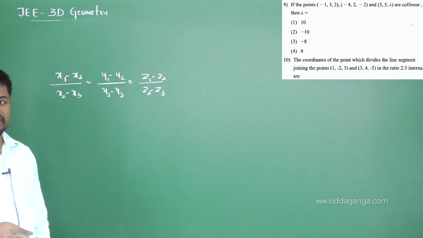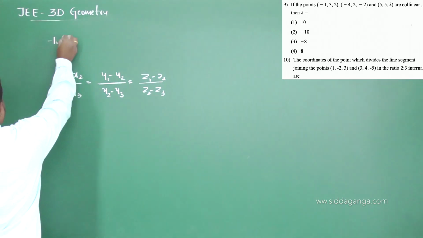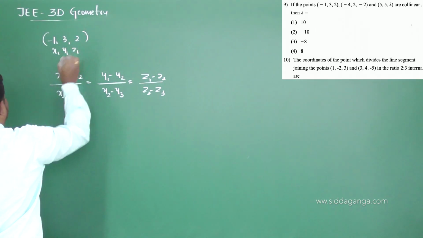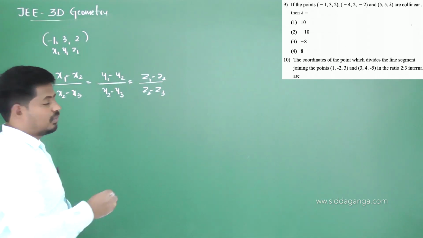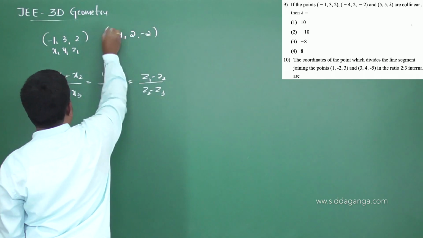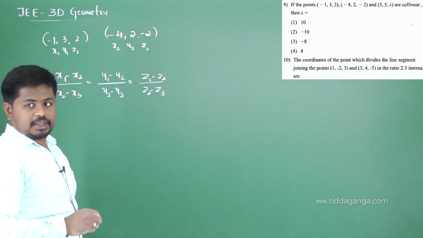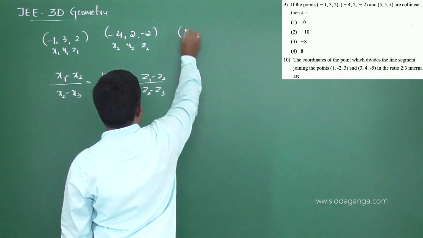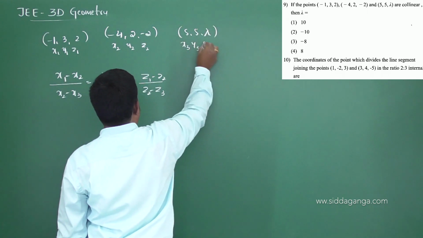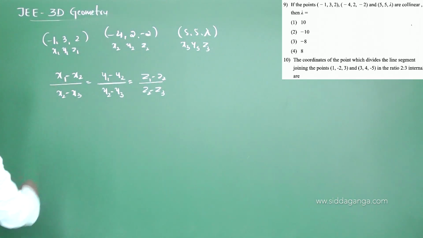Now let us take the first point (-1, 3, 2) as (x1, y1, z1). The second one is (-4, 2, -2) as (x2, y2, z2), and the last one, (5, 5, lambda), as (x3, y3, z3). Now let us substitute these in this result.